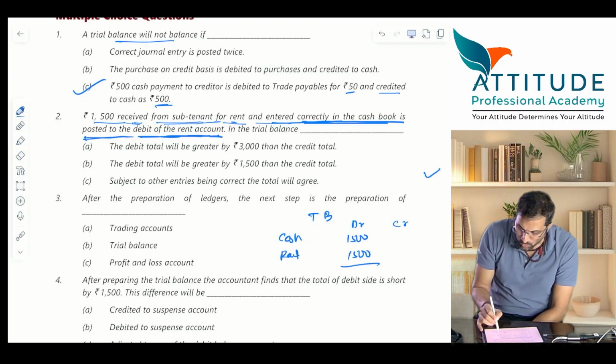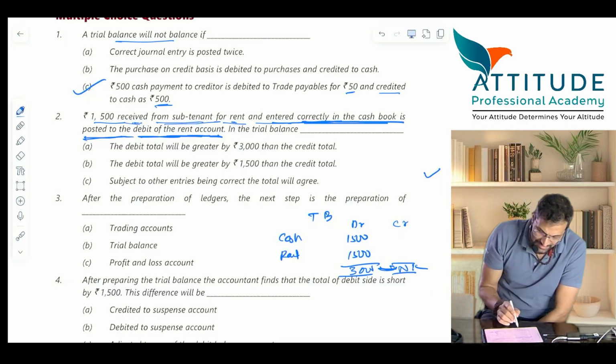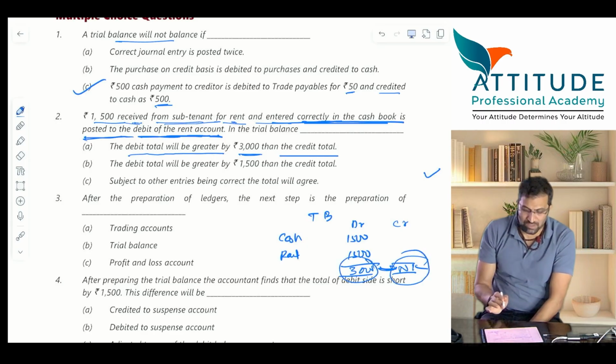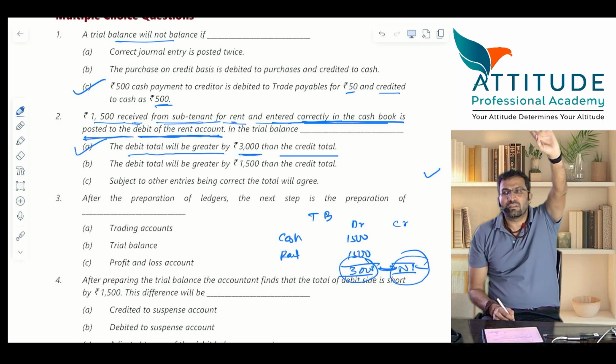Now tell me what will be the total here? 3000 and creditors will be nil. So what is the difference? 3000 is the difference. समझ ला? So what is the answer? The debit total will be greater by 3000 than credit total. Debit total is greater than credit total by 3000. A is the answer. I hope all of you understood. Answer yes or no?